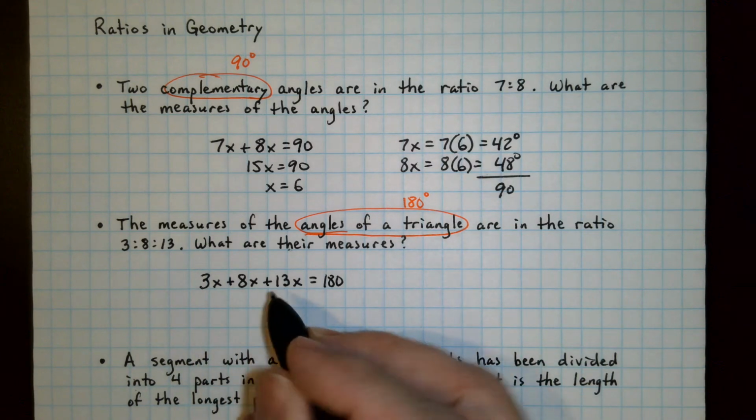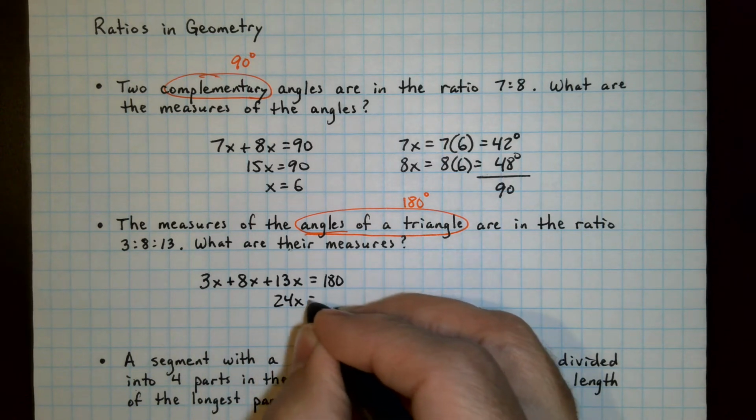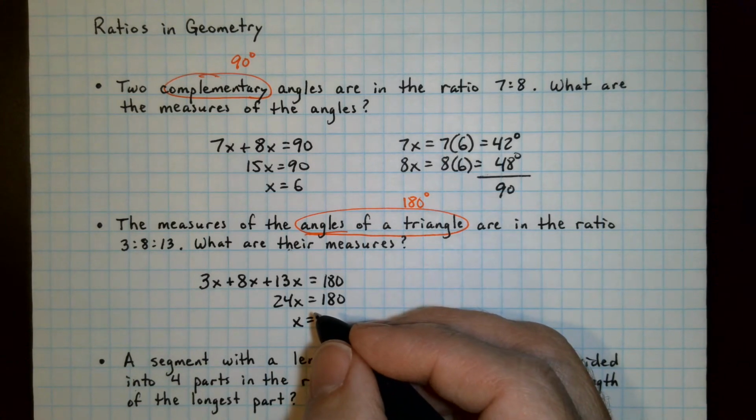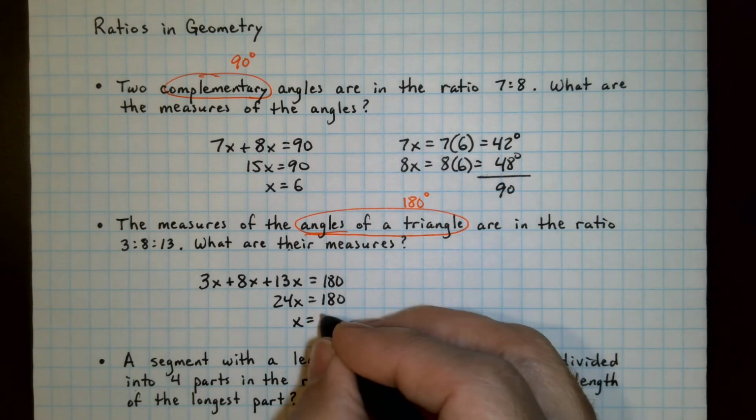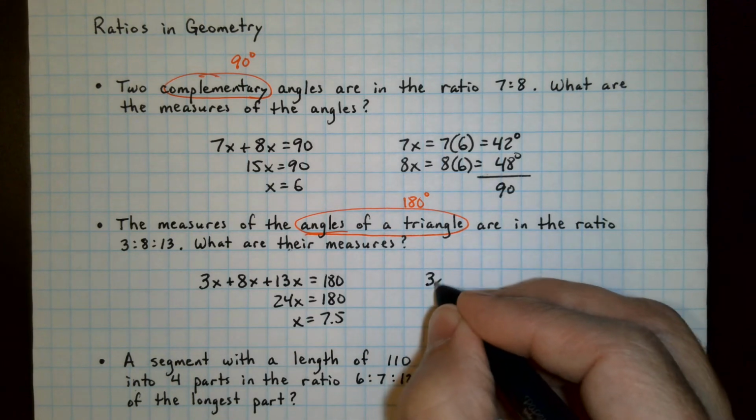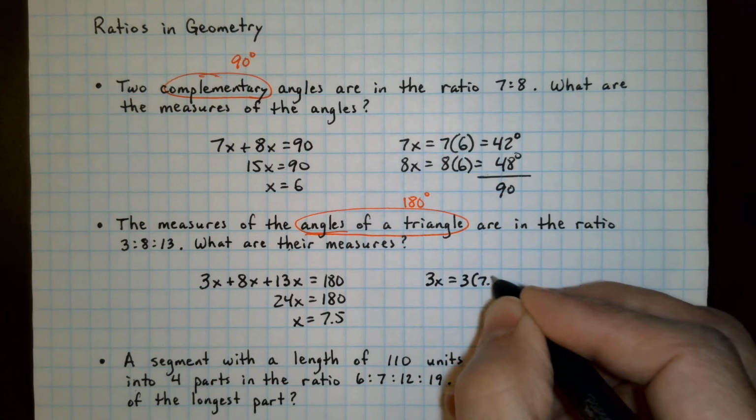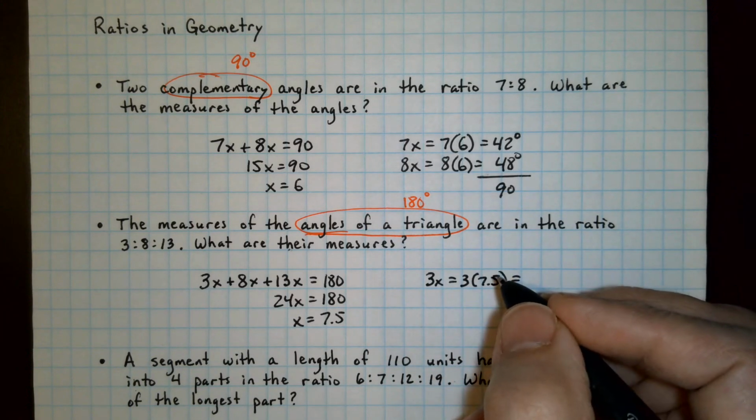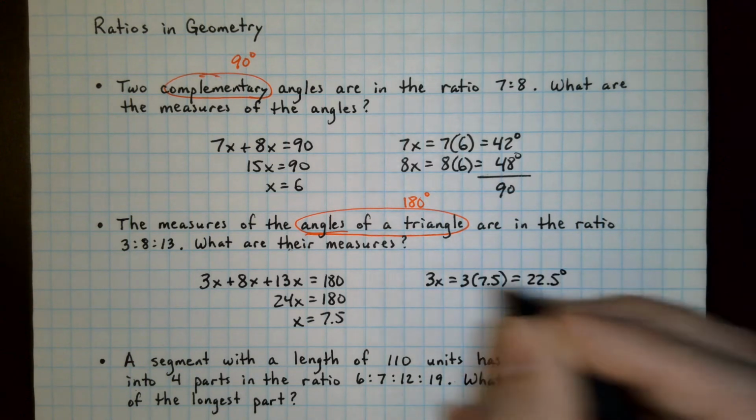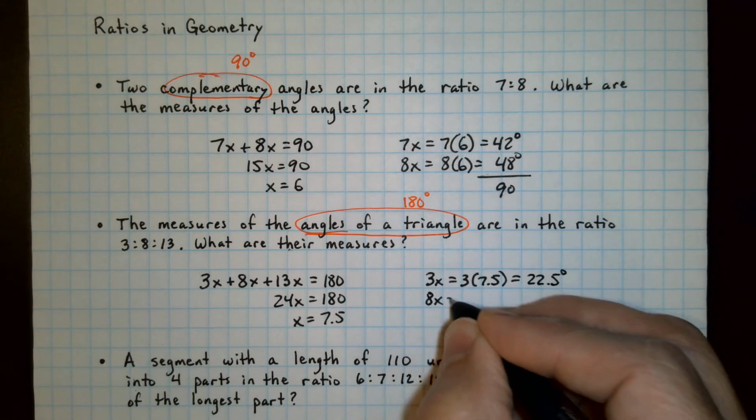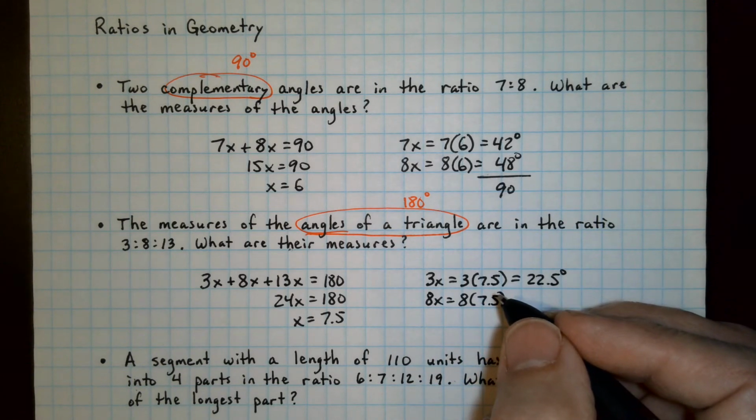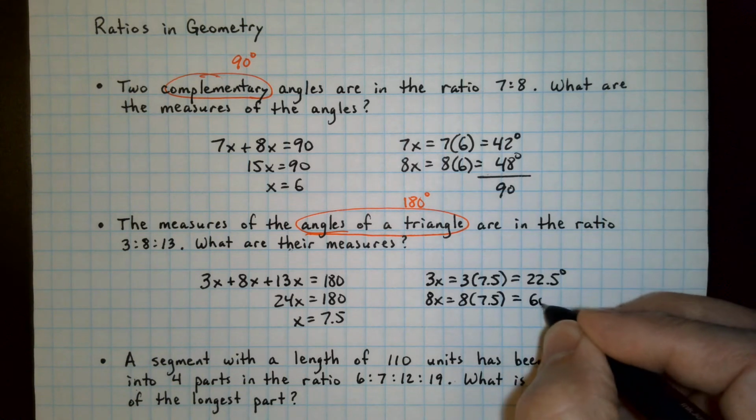And then we combine these, we get 24x equals 180. And then you divide by 24, and x is going to equal 7.5. So again, you can find each angle. 3x will be 3 times 7.5, 22.5 degrees. We've got 8x will be 8 times 7.5, and we've got 60 degrees there.